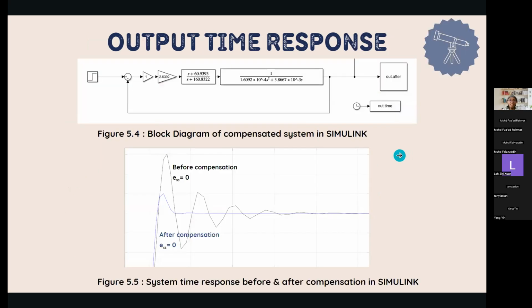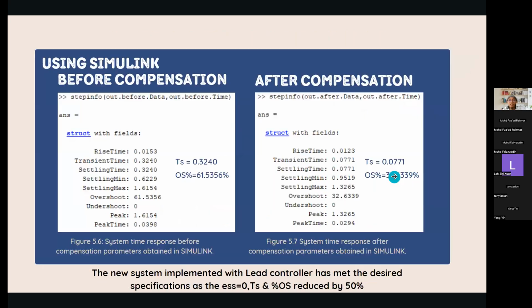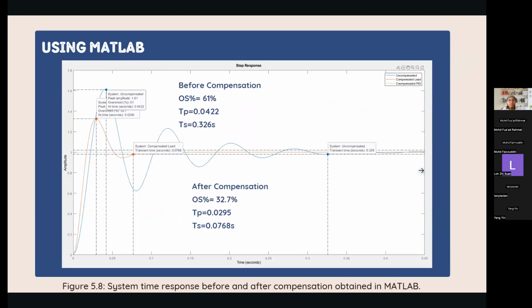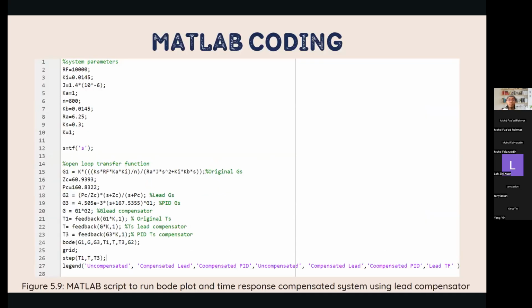Next, this is the Simulink. The blue one is after compensated, and the black one is before. And by using step info in MATLAB, we will get that the settling time of the new outcome is 0.0771, and the overshoot percentage is reduced to half. And this is using MATLAB, and this is the MATLAB coding for all.